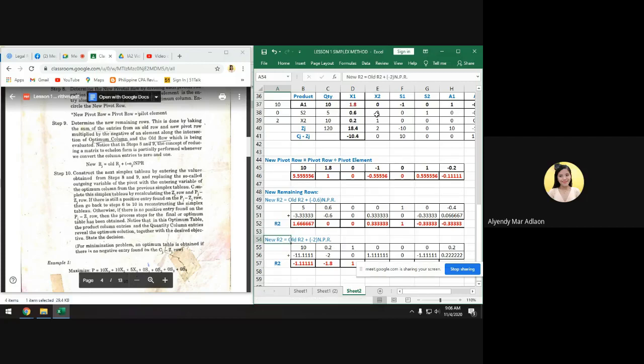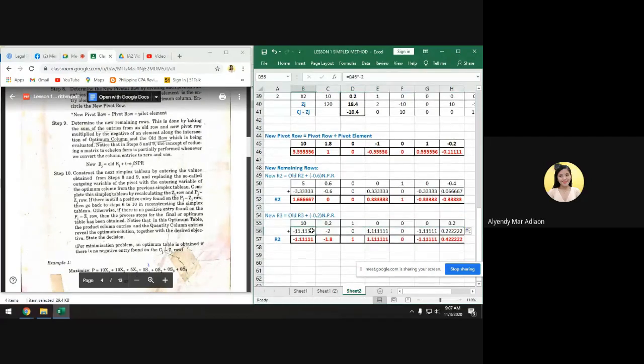Okay, and then lastly, for the new row 3, we have the old row 3 plus the new pivot row multiplied by the negative of the amount in the optimum column. Since the amount in the optimum column is 0.2, our amount here should be negative 0.2. Take note ha, the negative element of the amount in the optimum column. So, row 3, we have starting from 10, old row 3, and then new pivot row multiplied by negative 0.2. And then, you drag. Okay, so when I say drag, meaning same lang ang formula until the last column. So we now have our new row 3.